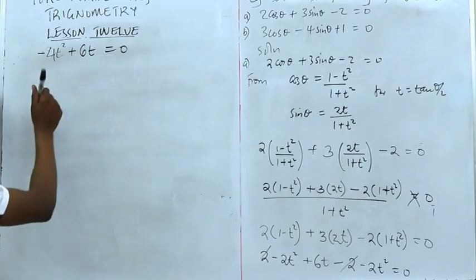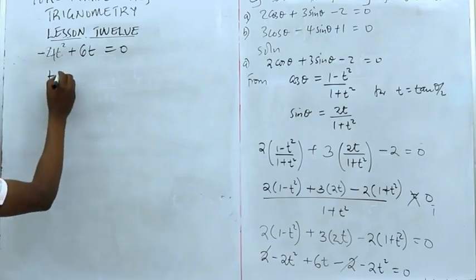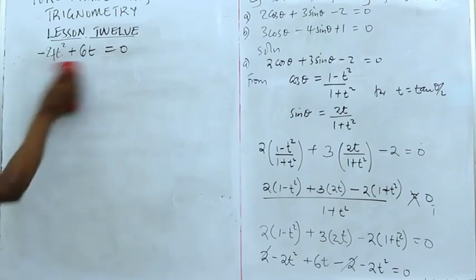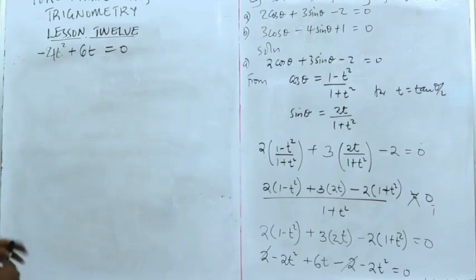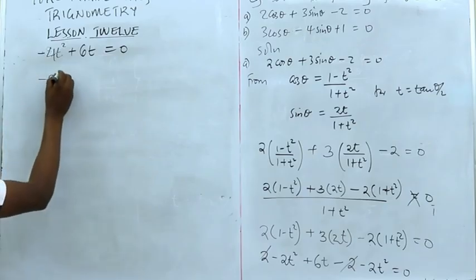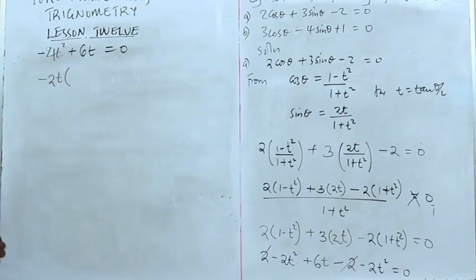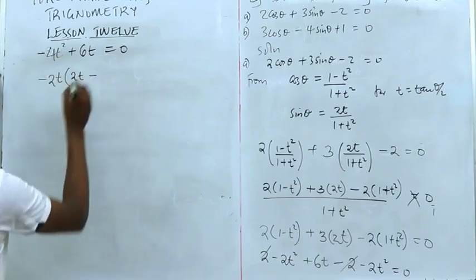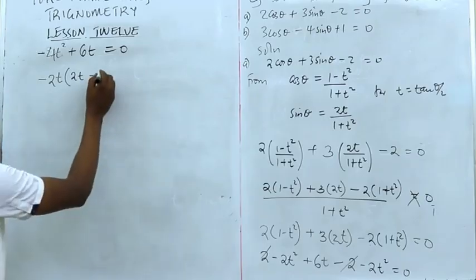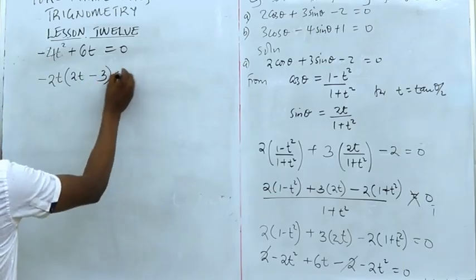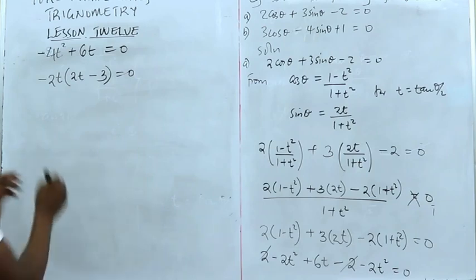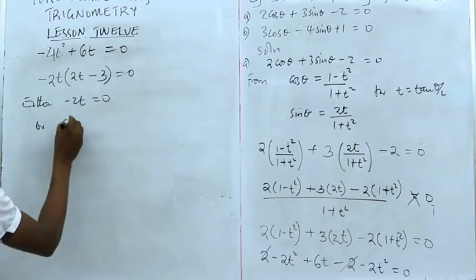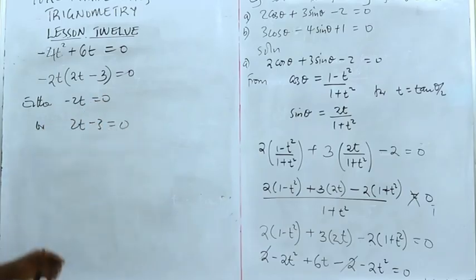The common factor here, we have a 2t. You people try to follow up. It is negative 2t. So if it is negative 2t, I'll remain with a 2t here. Then here, I'll remain with a minus 3 is equal to 0. So either negative 2t is equal to 0 or 2t minus 3 is equal to 0.